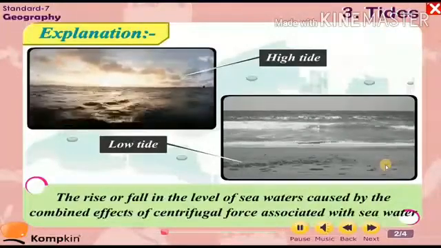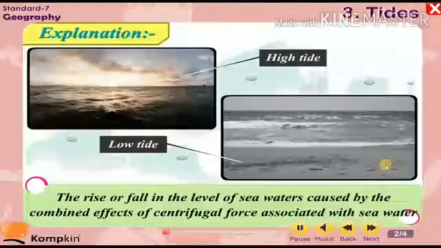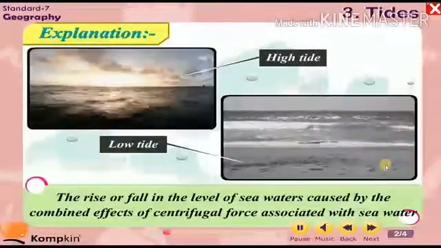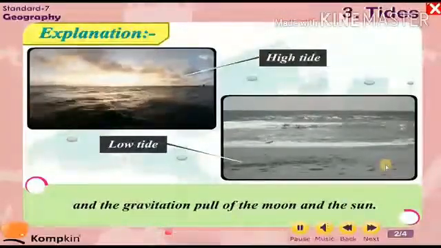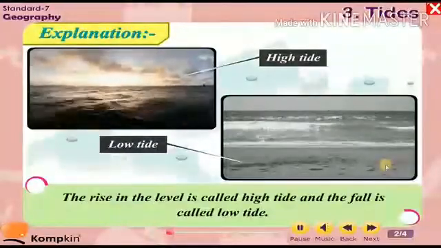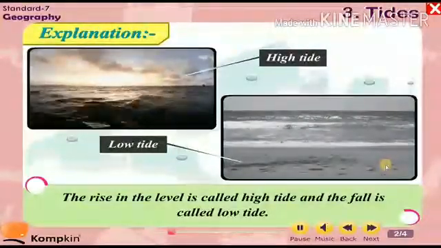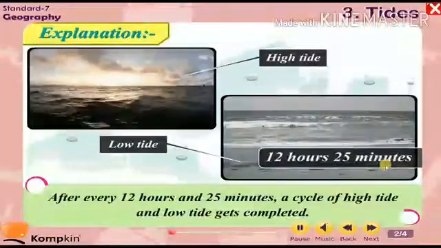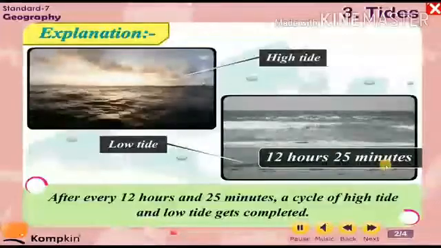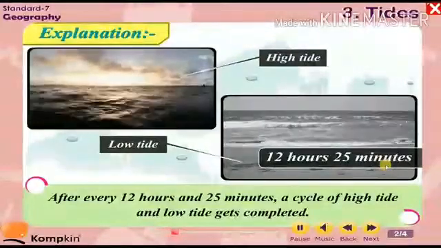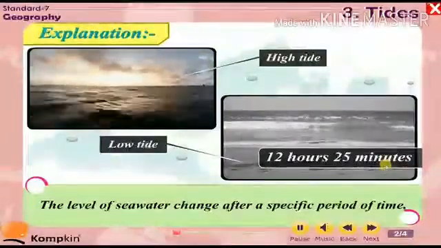The rise or fall in the level of seawater is caused by the combined effects of centrifugal force associated with seawater and the gravitational pull of the moon and the sun. The rise in the level is called high tide and the fall is called low tide. After every 12 hours and 25 minutes, a cycle of high tide and low tide gets completed. The level of seawater changes after a specific period of time.